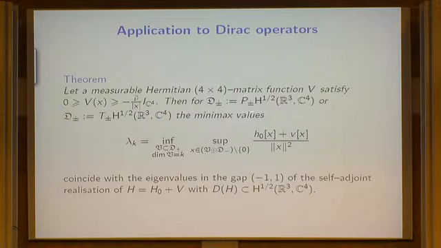Then both for the spectral projections of the unperturbed operator P plus minus, and for the projections onto the upper and lower components, the minimax values lambda k, computed in the usual way, coincide with the eigenvalues in the gap minus 1, 1 of the self-adjoint realization of H, which is equal to H naught plus V, with the domain contained in H1 half R34. You actually see why this condition is natural. So exactly for the physical self-adjoint realizations, we can provide a formula which is analogous to the minimax principle.